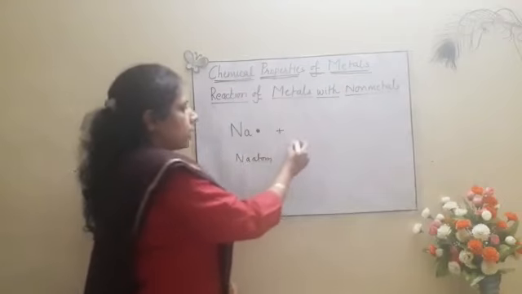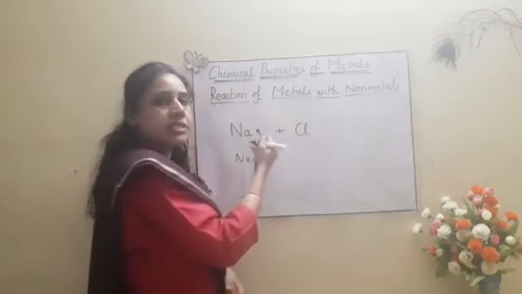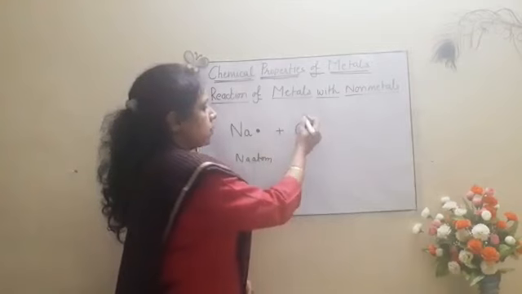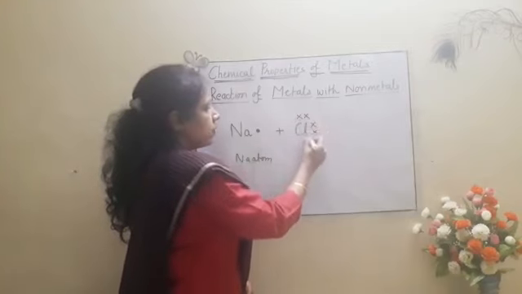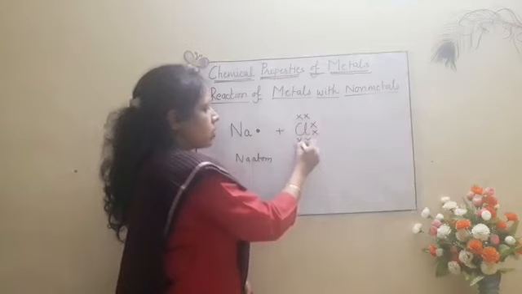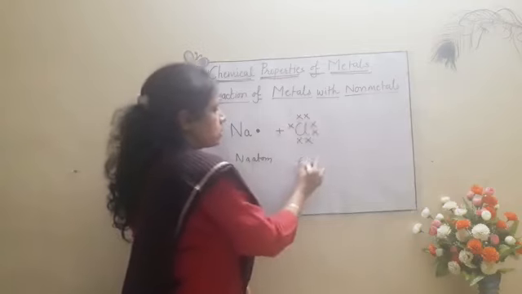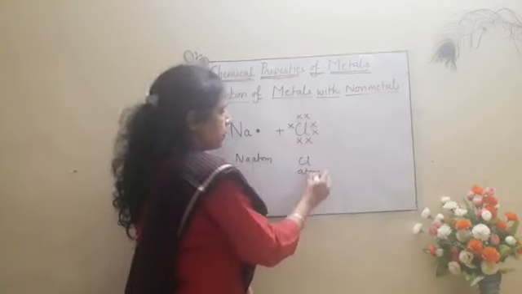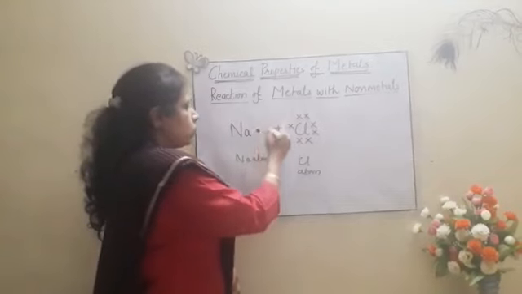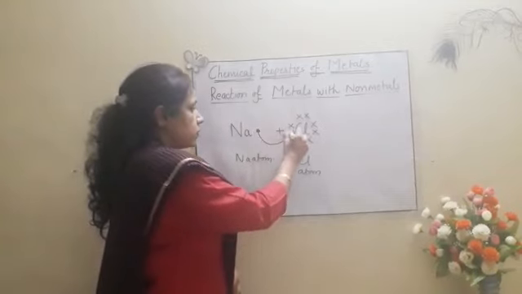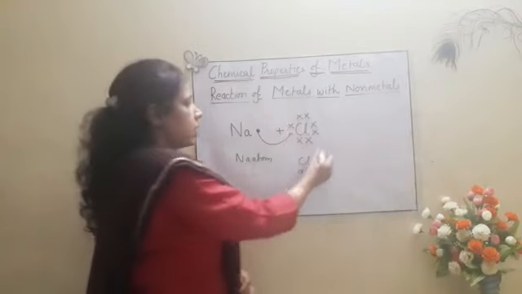Now for chlorine atom, same method, write the symbol first. It is having 7 electrons in the outermost shell, so draw 7 electrons around it. We can use cross symbol for representing it. This is chlorine atom. Now, when the two are mixed, 1 electron of sodium is transferred to chlorine. So, show it by means of an arrow.